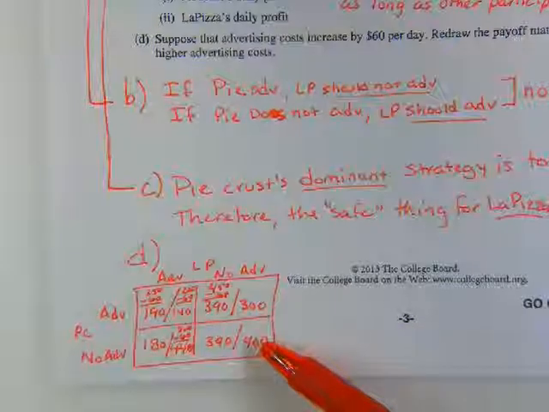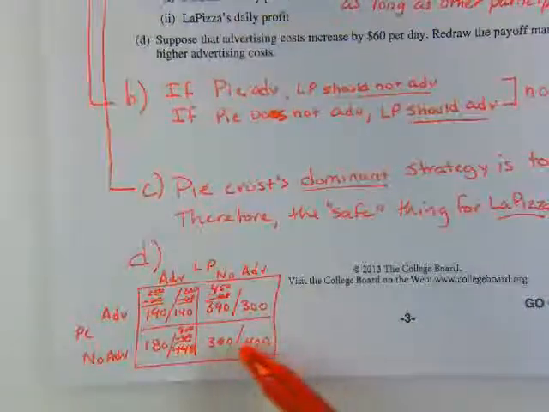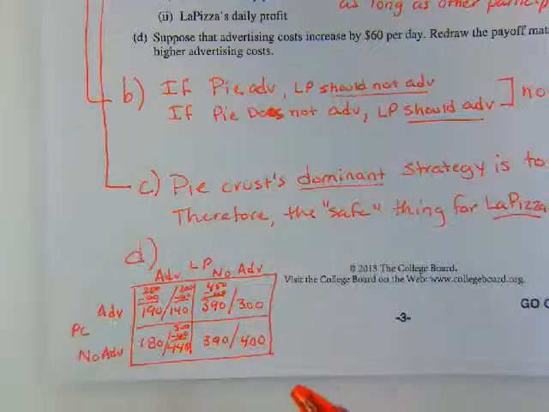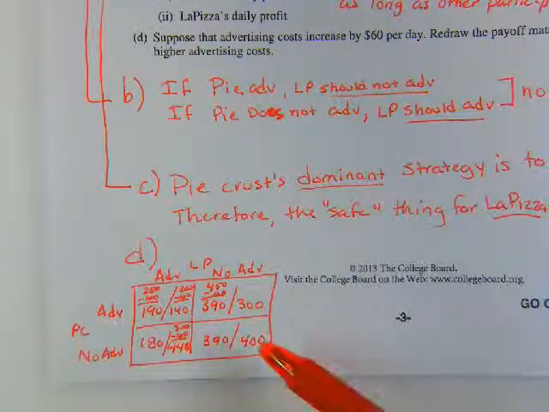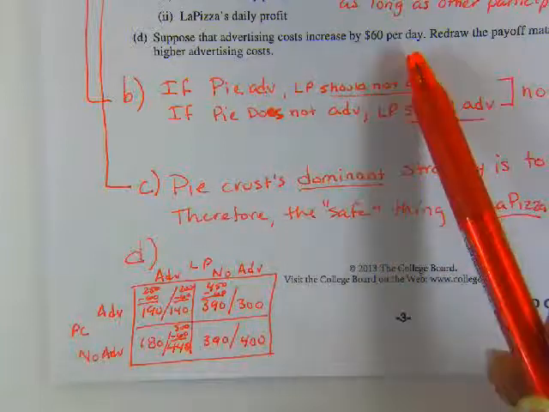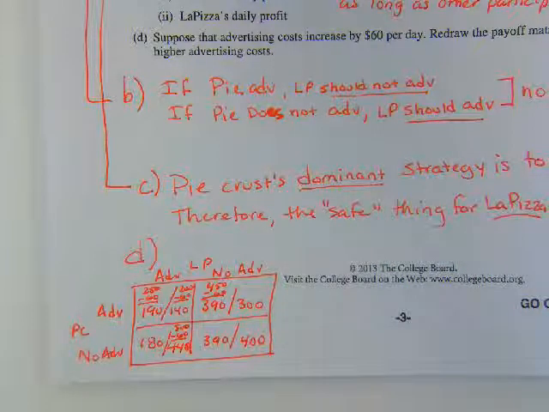And then in the bottom quadrant, neither firm would choose to advertise, so there would be no lost profits because they're not advertising, so they don't have increased costs. So I hope this helps you review question 2 from the 2013 AP Microeconomics exam.